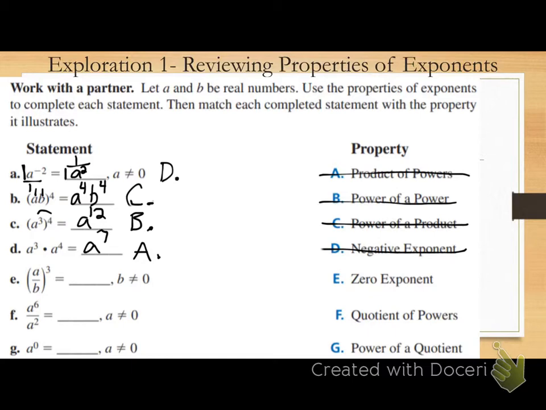Okay, letter E. I have A over B to the 3rd power. How would I expand this out? A divided by B, or A over B, times each other. There's 3 of them, right? So, how many A's do I have upstairs? 3. How many B's do I have downstairs? 3. So that'd become A to the 3rd over B to the 3rd.